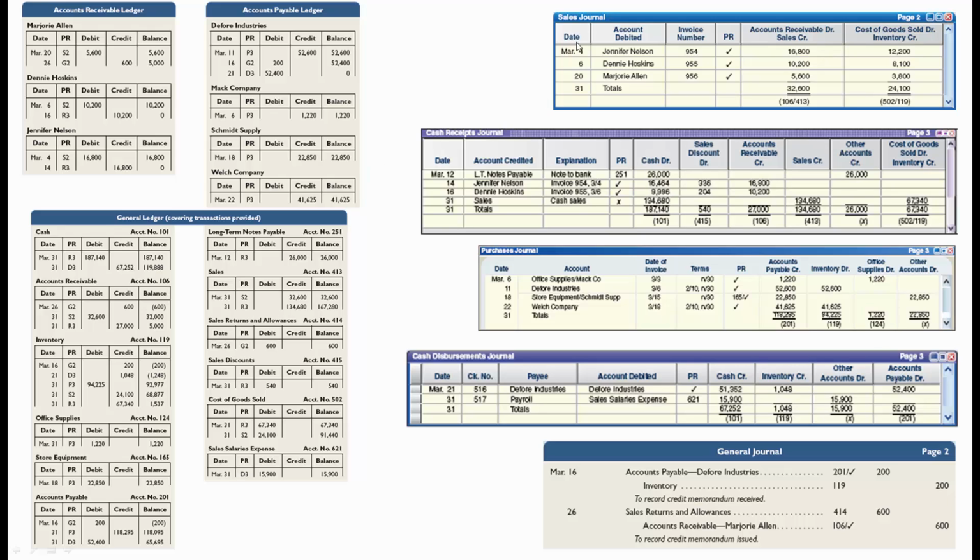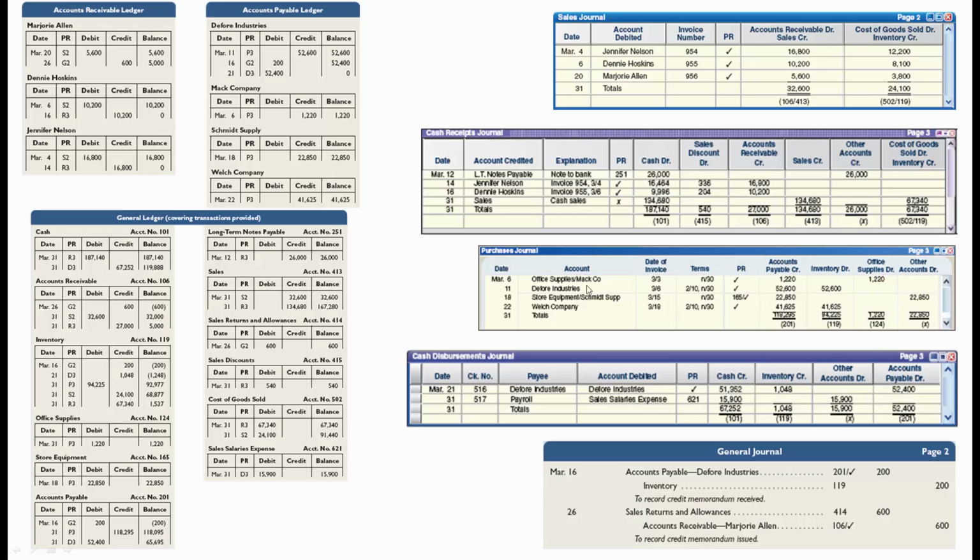So let's look a little bit at how the special journals interact with the general journal. Since this is a dedicated column, we won't update the amounts for accounts receivable until the end of the period. Same thing with this column since it's a dedicated column. Same for cash in the cash receipts journal, sales discounts here, accounts receivable here, sales here, and cost of goods sold. Now anything that is recorded in other accounts does go to the general journal over here as it transpires.